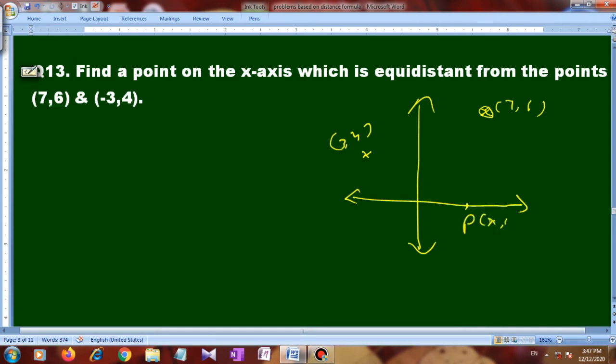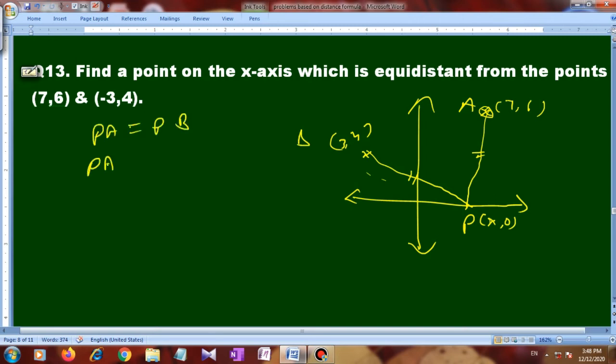Coordinates are P, x comma 0. Because it lies on the x-axis, the y coordinate will be 0. So join this point P and this. These distances are equal, as given in the question. This is point A and this is B. It means PA equal to PB is given.